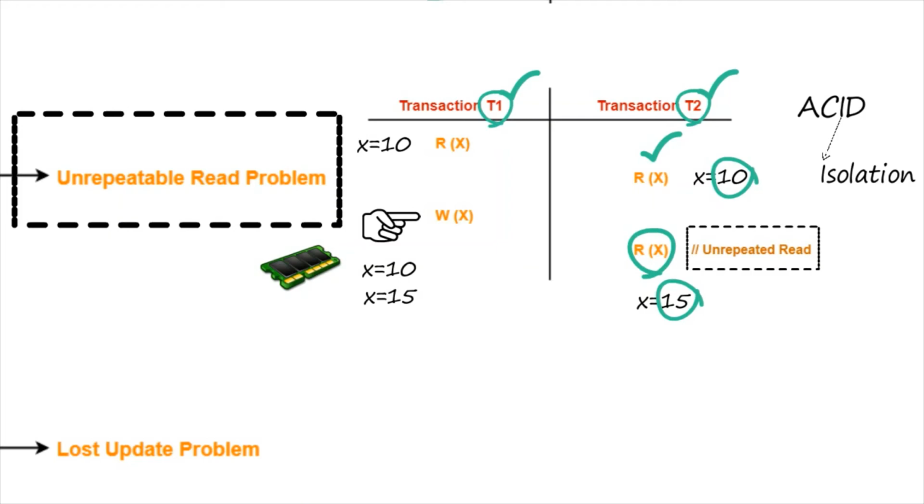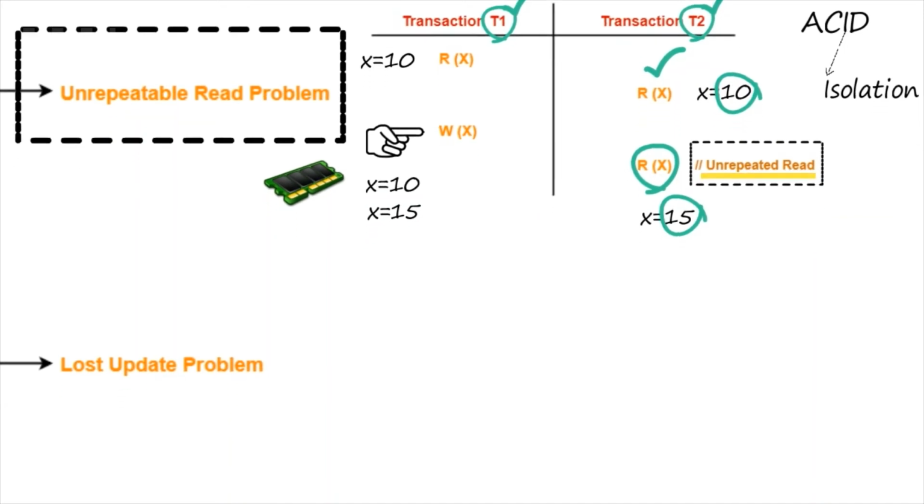And whenever it is reading the same value of X the second time, it is getting 15. So for T2, it is a problem of unrepeatable read, because T2 has no idea that T1 has already updated the value of X.